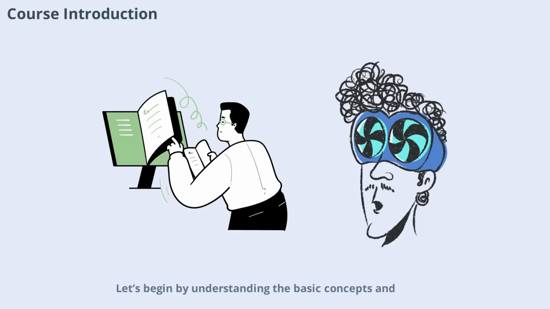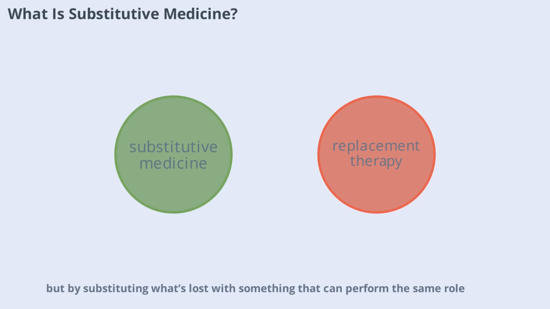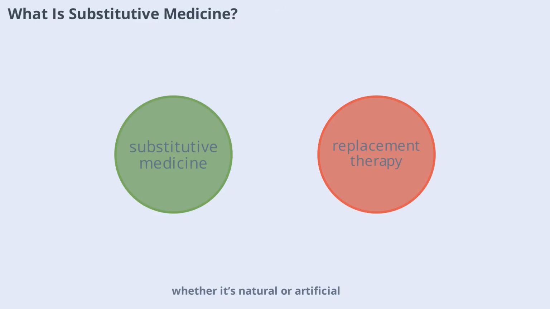Let's begin by understanding the basic concepts and the significance of artificial organs in modern medicine. Substitutive medicine is a field focused on replacing damaged or missing body parts with alternatives that restore function. These alternatives can be human-made devices, living replacement parts sourced from patients' relatives, cadavers, or even animals, and increasingly products of genetic engineering. The goal is to address disease states not just by treating symptoms, but by substituting what's lost with something that can perform the same role, whether it's natural or artificial.